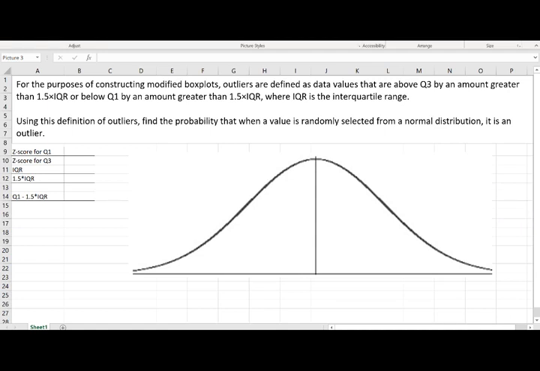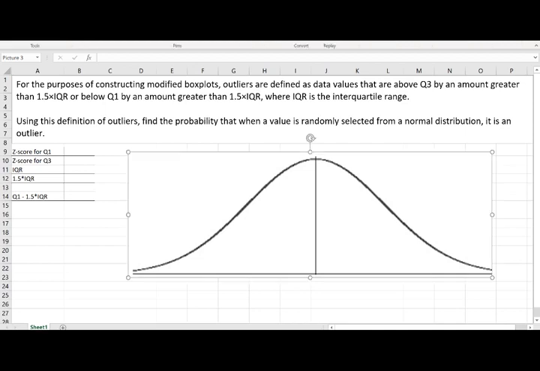Okay, for the purposes of constructing a modified box plot, outliers are defined as data values that are either above the third quartile or below the first quartile by an amount of at least 1.5 of the interquartile range. Okay, now remember the quartiles, these are percentiles that separate each 25% of the data set.